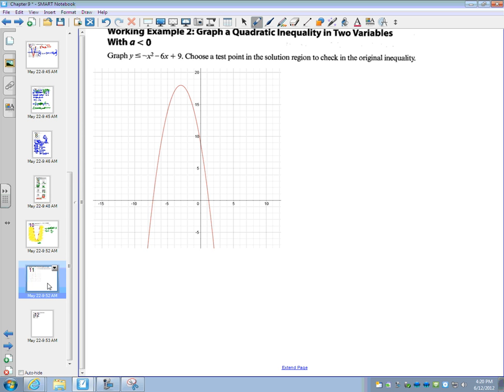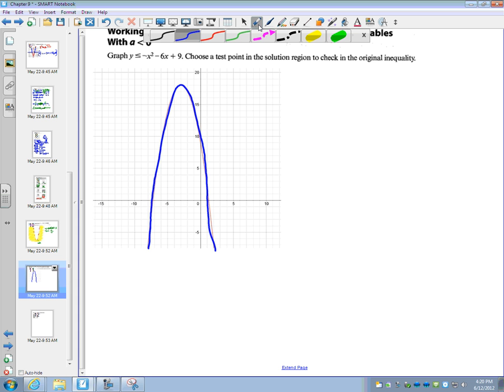Graph y is less than negative x squared minus 6x plus 9. Choose a test point. So this time I have a parabola down, and I'm saying y is less than or equal to this. So first of all, it's solid. So I'm going to color it in solidly. And then I'm saying it's everything below this quadratic. So if I were to shade it in, I'm talking about the region below here.